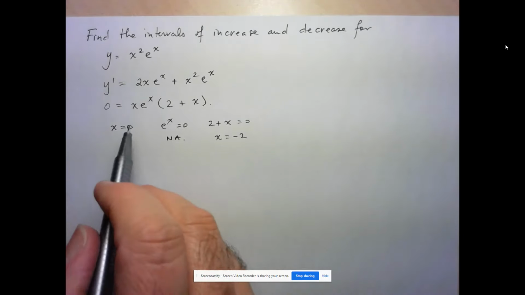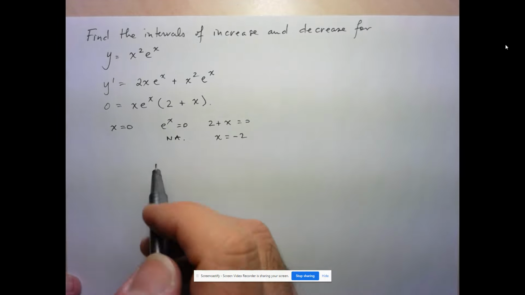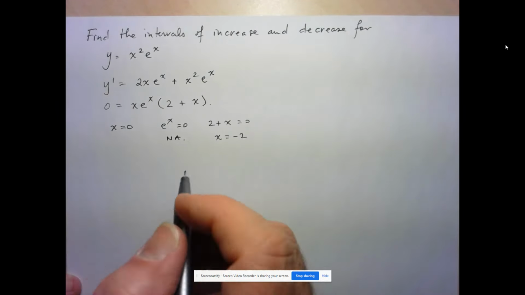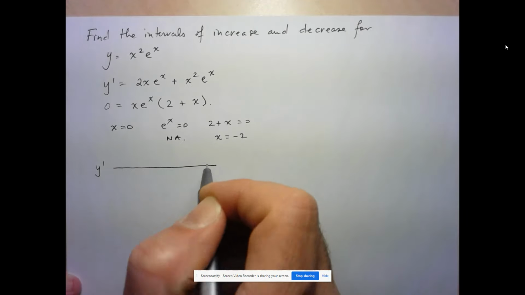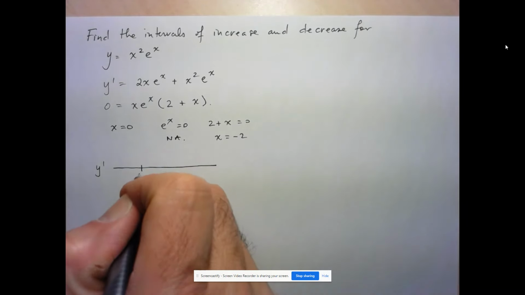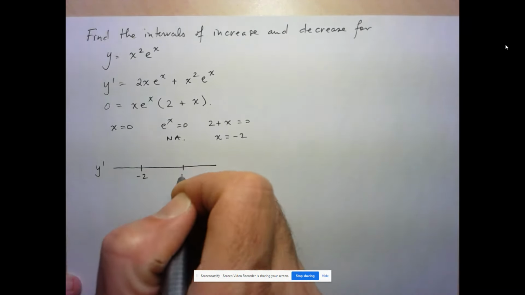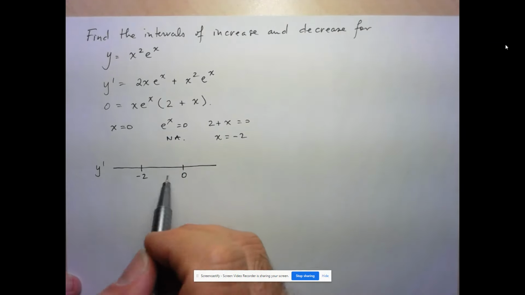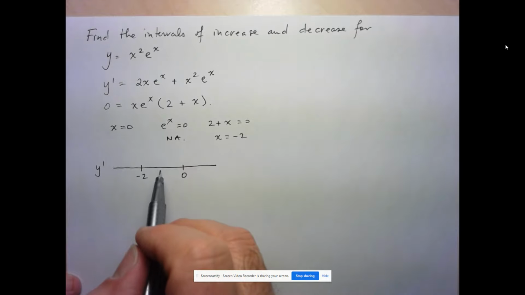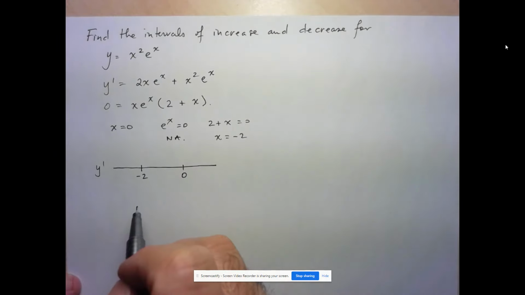Okay, there's no guarantee that it will change sign at those points, and so this is where we have to test this out. So I'm going to test out the sign of y prime, and the only places it can change sign are at -2 and at 0. And of course we know that since these are the only places it can change sign, I just have to test one value in each of those intervals.